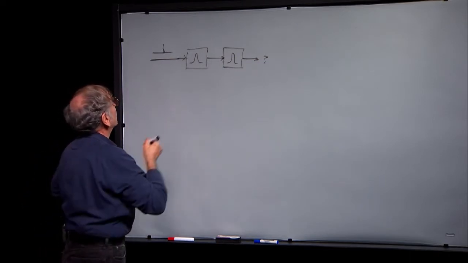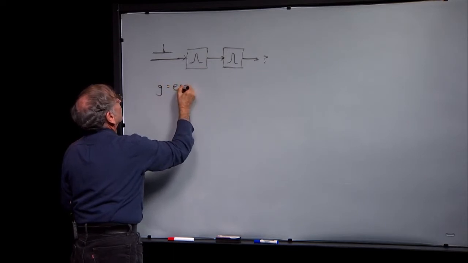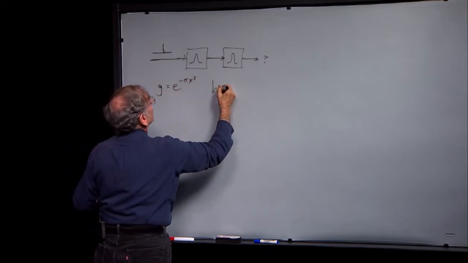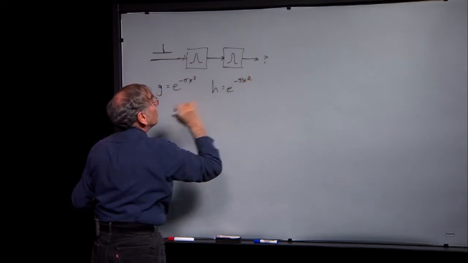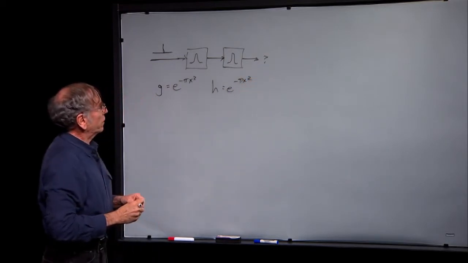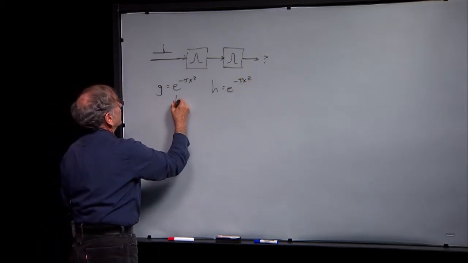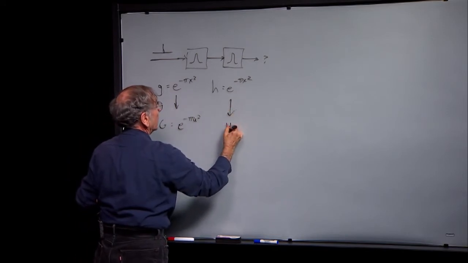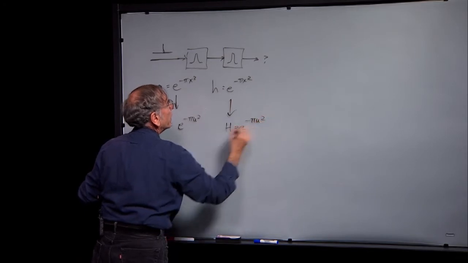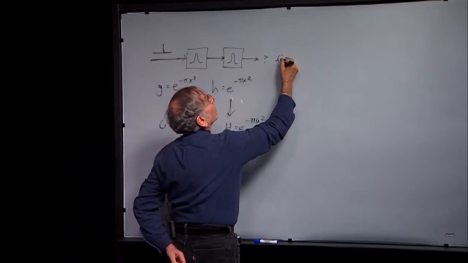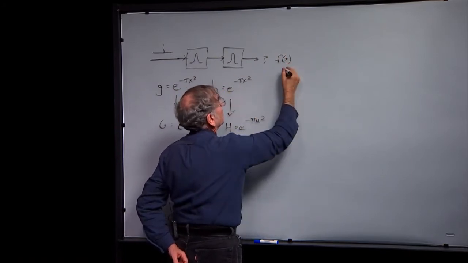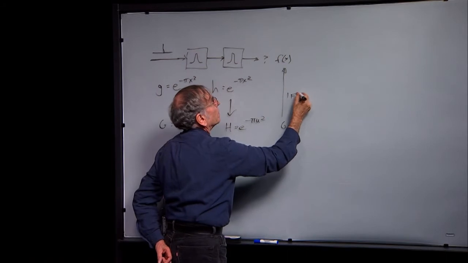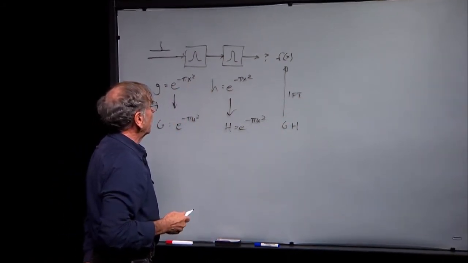So we know how to do this. If we say that g is one of these Gaussian functions, and h is another one of these Gaussian functions, we can solve for this using Fourier transforms pretty straightforwardly. So we know then that this transforms to G, which is e to the minus pi u squared. And this transforms to the same kind of thing, H is e to the minus pi u squared. And we know that this output, which we'll call f of x, its transform is gotten by the product of G times H. So if I do an inverse Fourier transform on that, I will get the answer that I'm looking for.